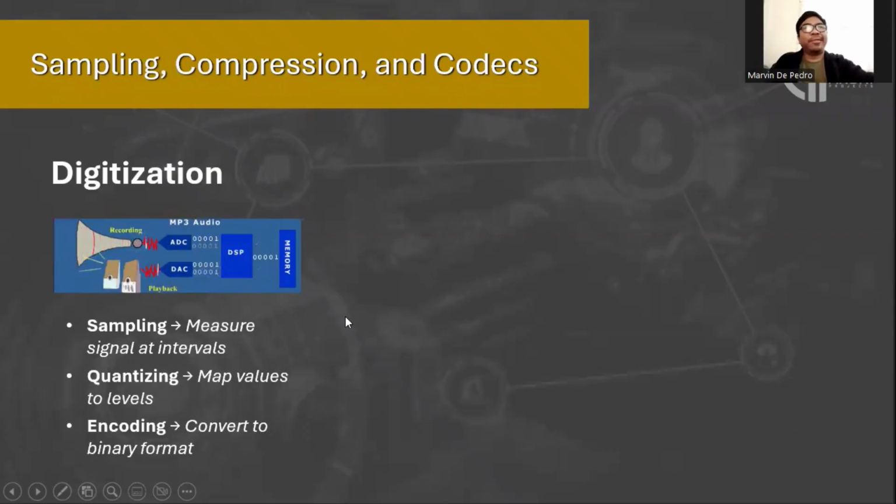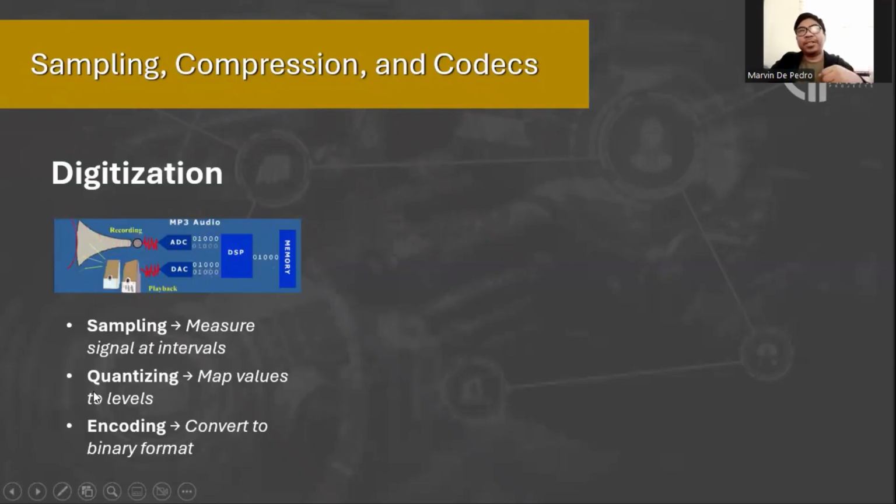On the conversion part, analog to digital conversion, just like what you see here, when we digitize, our signals undergo three basic processes: sampling, quantizing, and encoding. So, analog signals. When we sample, we are actually measuring our signal at fixed intervals. Kumbaga, it's like taking a picture every second. So one picture every second, or on the microphone, after each second. So on, off, on, off, on, off. So that's sampling.